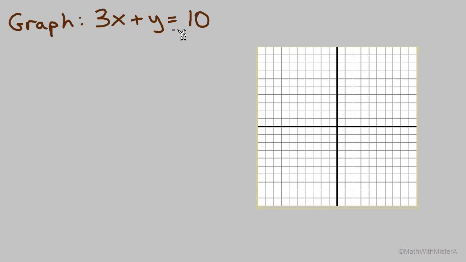If you looked at this equation and did some mental math to see that if x was 3, 3 times 3 would be 9, and then y just needs to be 1, so that added up it equals 10. 3, 1 is going to be an ordered pair solution on the line. And you could maybe do that a few times to get a few ordered pair solutions.